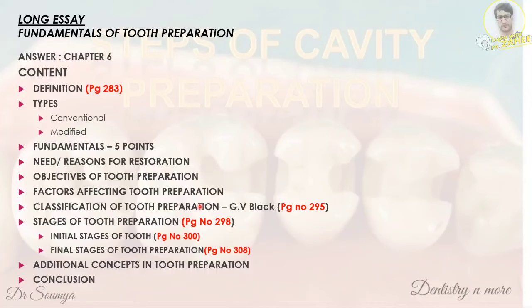Then coming over to the classification of tooth preparation, you must be very thorough with this. That is the classification given by G.V. Black for class 1, class 2, class 3, class 4, class 5 and class 6. You must be thorough with all of them. You must give a detailed description of what the classes are.